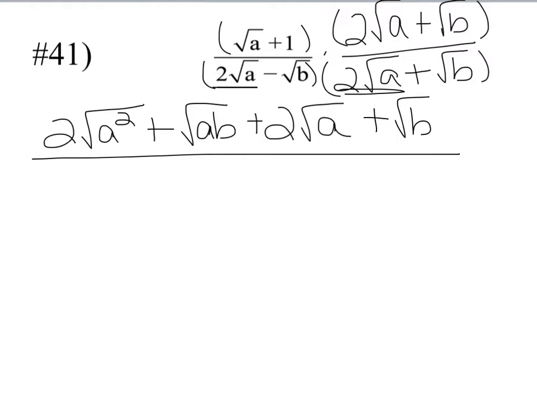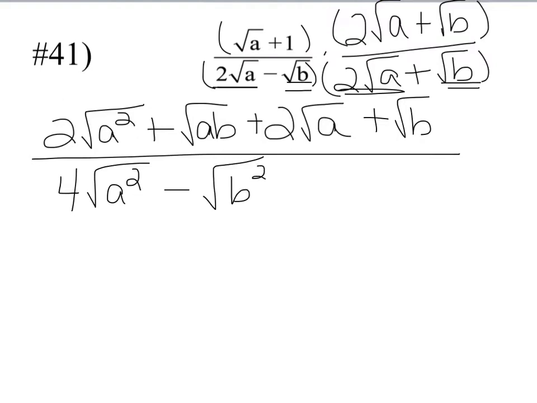My denominator is a conjugate, so again, you're going to multiply your first two together, which is going to give you 4 times the square root of a squared, minus the negative square root of b times the square root of b, that's where I got the minus from, minus the square root of b squared.